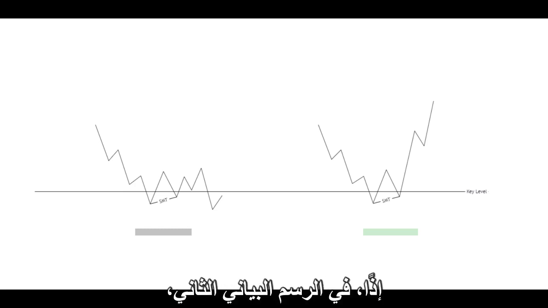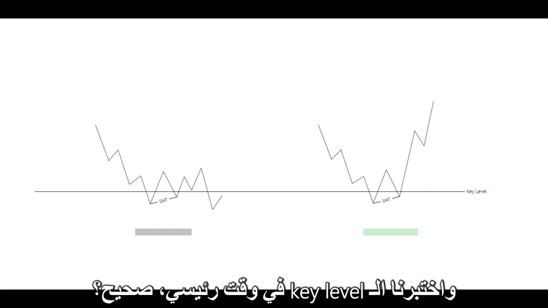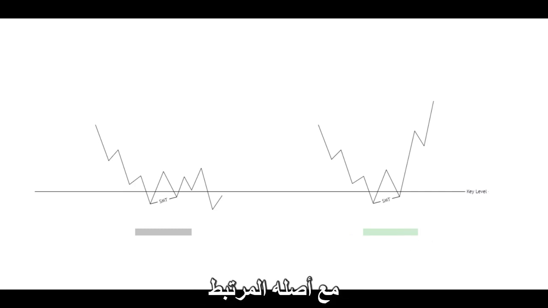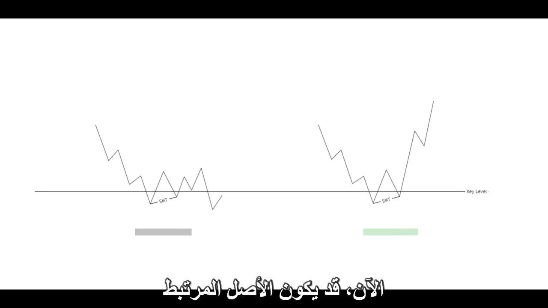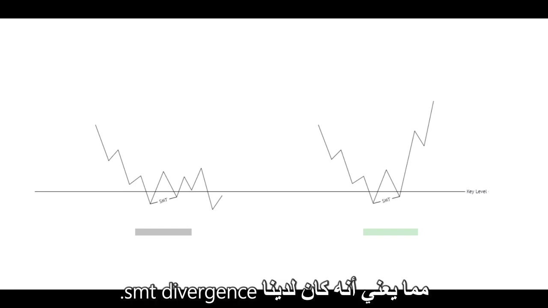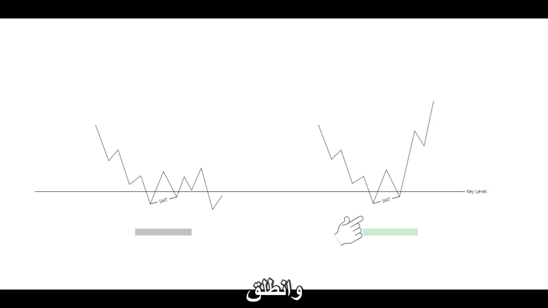So in the second graphic right here on the right, you can see that we came down below and tested the key level at a key time, right? And then we also had an SMT divergence formed at a key time with its correlated asset, right? Now the correlated asset might have taken out this low it formed, but this one right here struggled to take out the low, which means we had an SMT divergence. And this particular divergence occurred or formed at a key time. That's why you can see price expanded straight away and expanded higher.